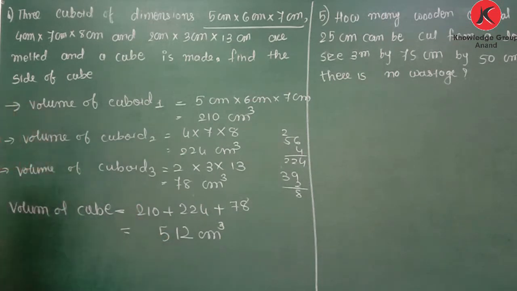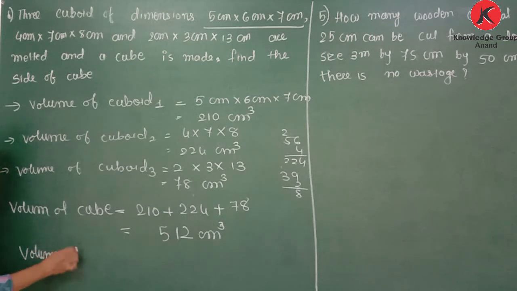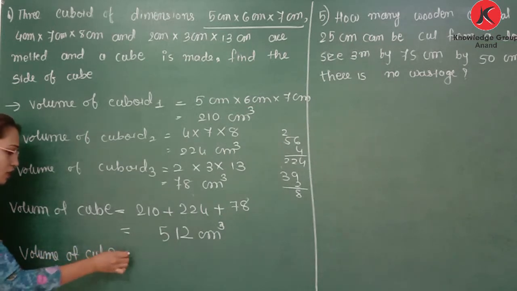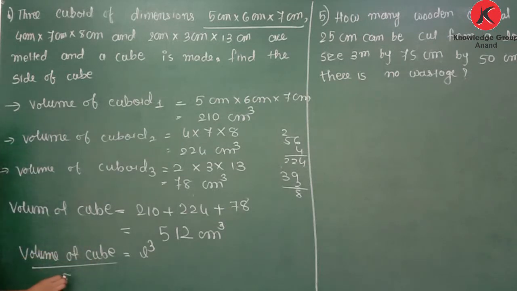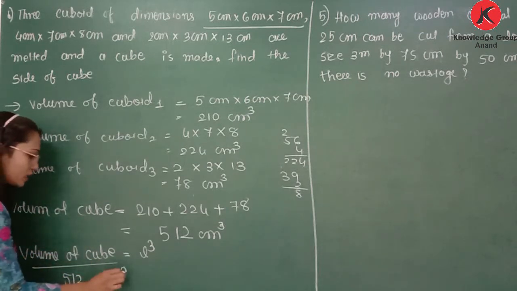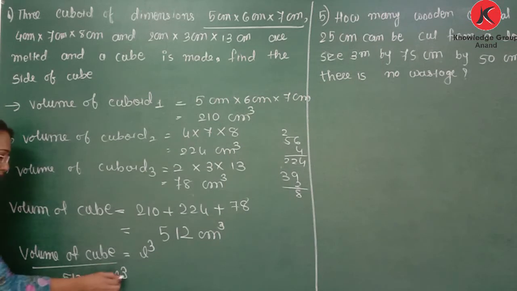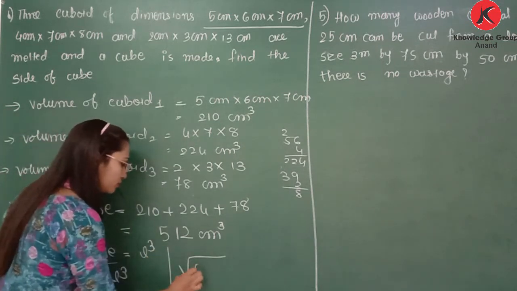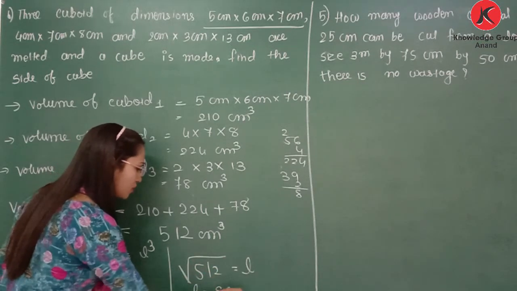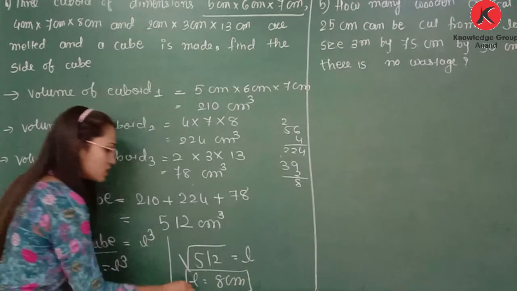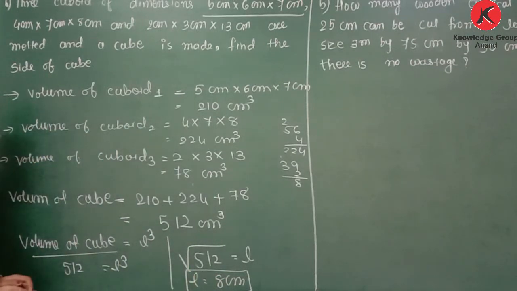So now we need to find the side. So we can write the volume of cube. What is the equation? It is L cube. But here the volume of cube is 512, equal to L cube. Now we need to find L, so take the cube to the right side, it becomes cube root. So L will be 8 centimeter, because 512 is the cube of 8.